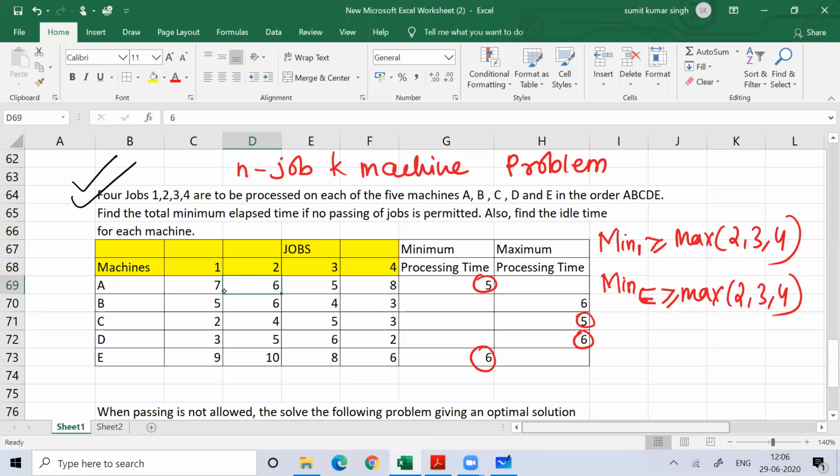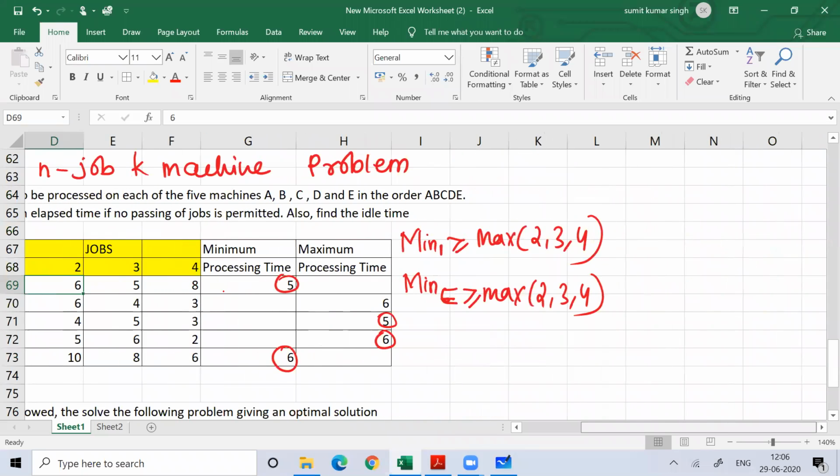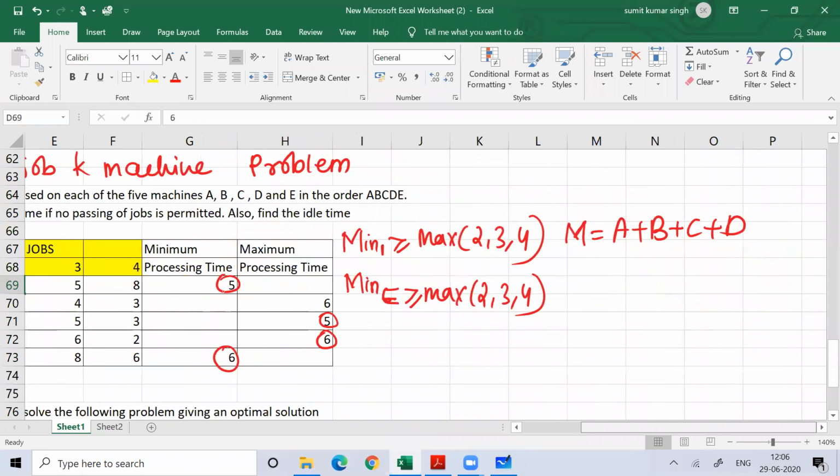So now you can convert this into a two machine problem, because this condition is working. Here M is equal to A plus B plus C plus D, the first four machines except the last machine, and machine N would be equal to B plus C plus D plus E. You can convert this into a two machine problem, so that only then can we work on job scheduling.